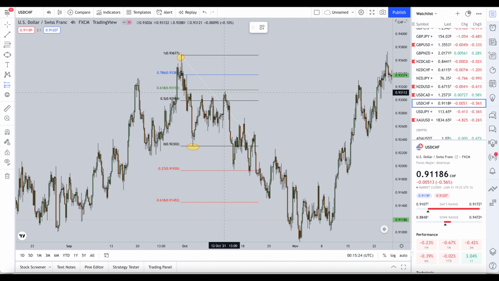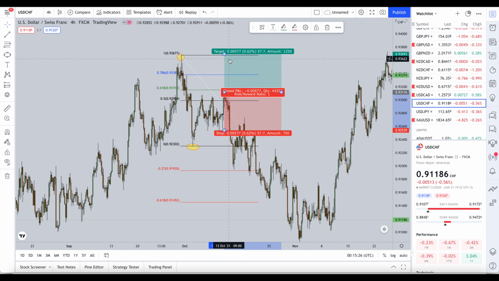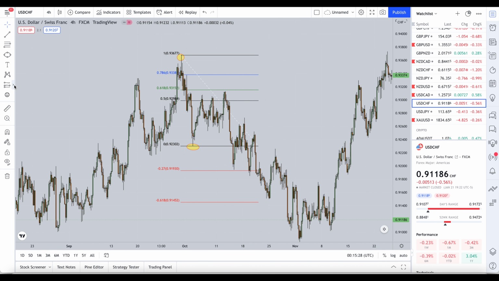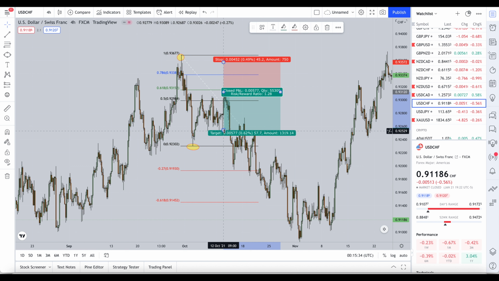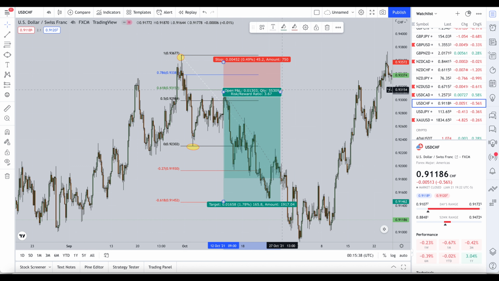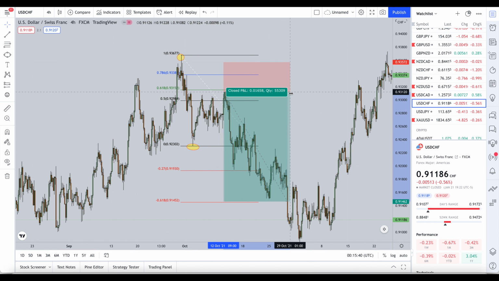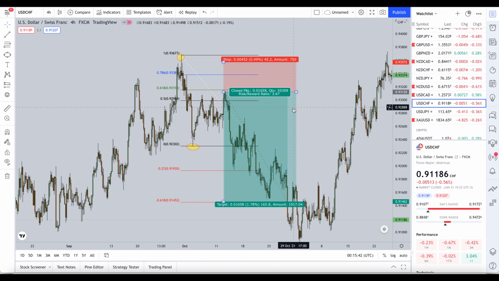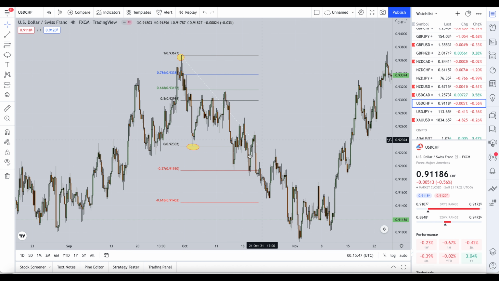So I would have entered a sell position here. Sorry, short, like that. I have put my stop loss there, and I would have targeted minus 0.618 level. So it was a nice 3.7%. Let's see if we have something else.